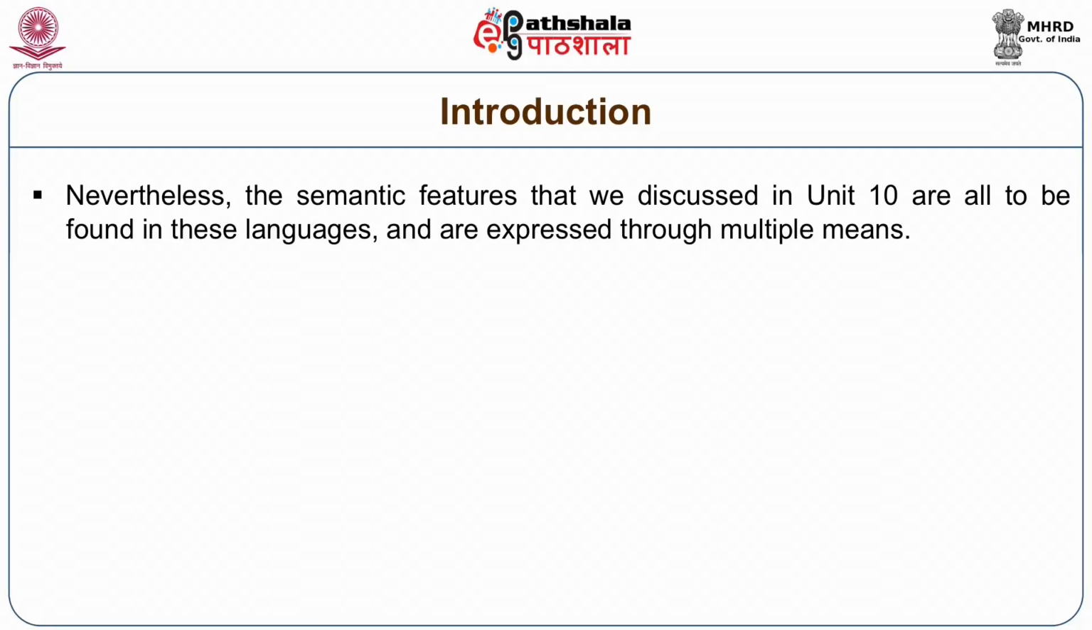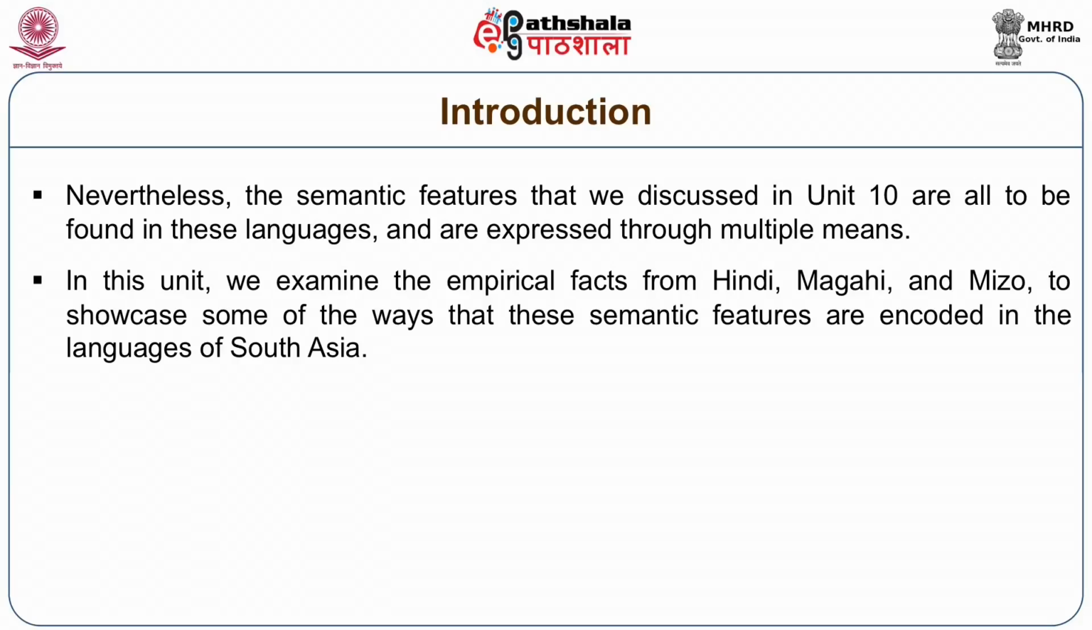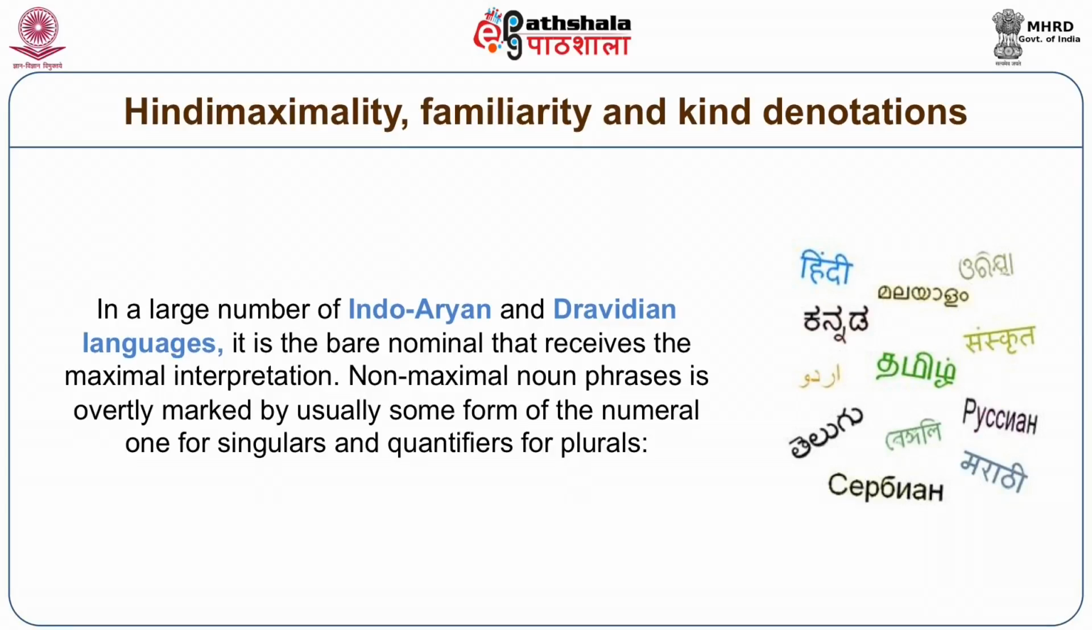Nevertheless, the semantic features that we have just discussed are to be found in all these languages and are expressed through multiple means. In this unit, we look at the empirical facts from languages like Hindi, Magahi, and Mizo to show how these semantic features are encoded in the languages of South Asia. In a large number of Indo-Aryan and Dravidian languages, such as Hindi, it is the bare nominal that receives the maximal interpretation. Non-maximal noun phrases are usually marked by some form of the numeral 1 for singulars and quantifiers like some for plurals.